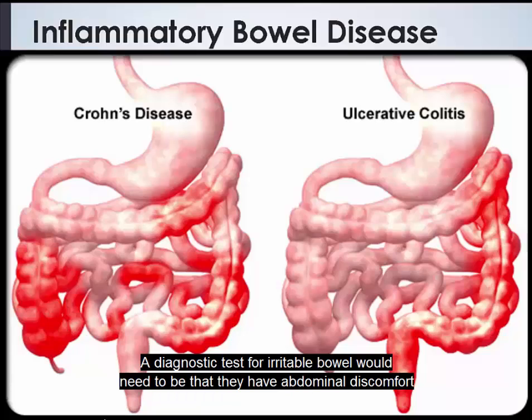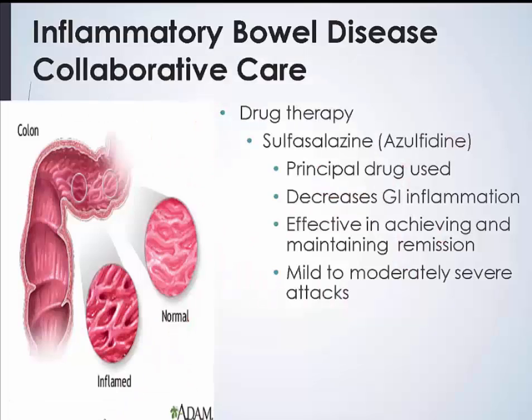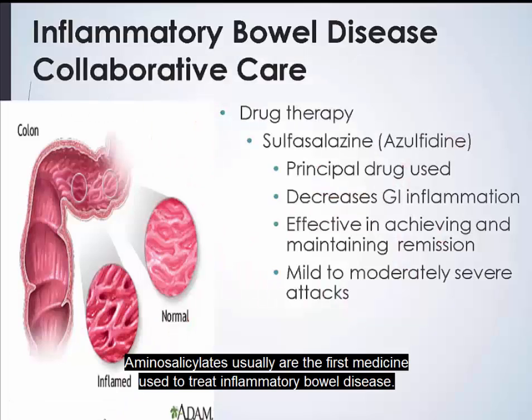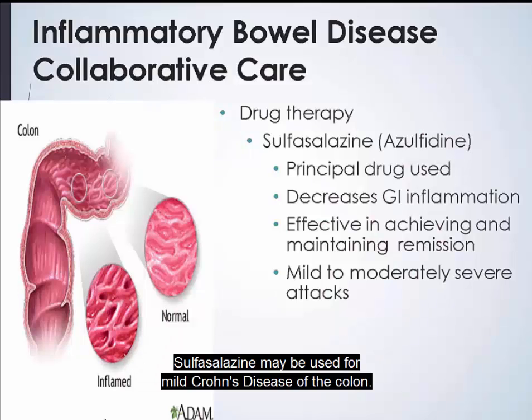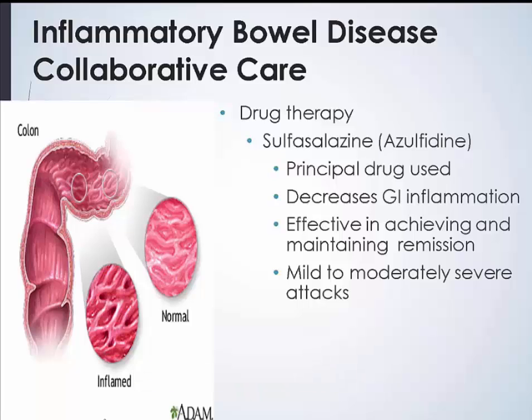A diagnostic test for irritable bowel would need to be that they have abdominal discomfort or pain for at least 3 months. Aminosalicylates usually are the first medicines used to treat inflammatory bowel disease. Sulfasalazine may be used for mild Crohn's disease of the colon, and some people are allergic to sulfa drugs and are unable to take sulfasalazine.